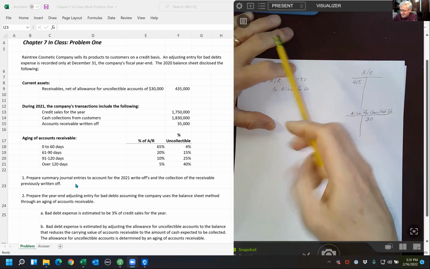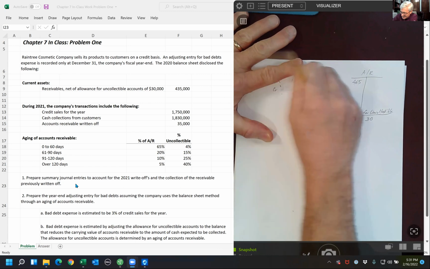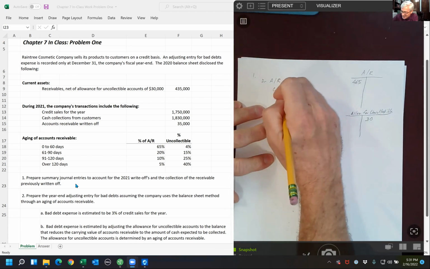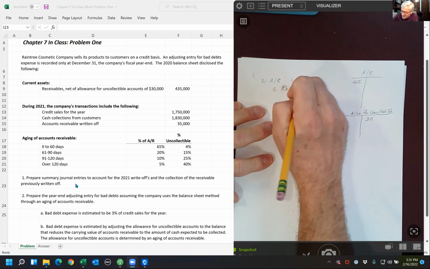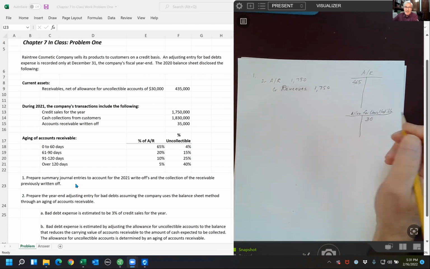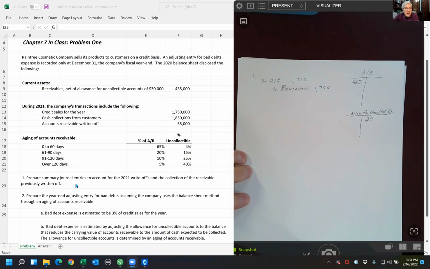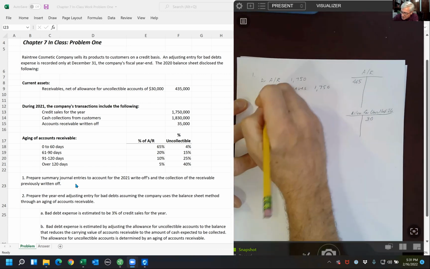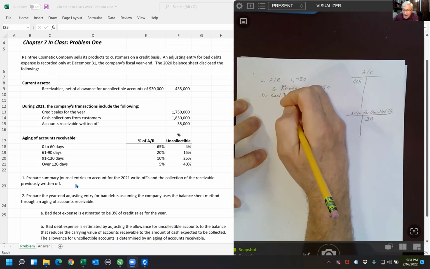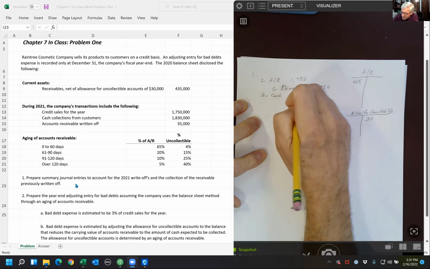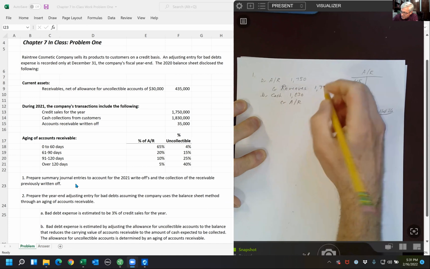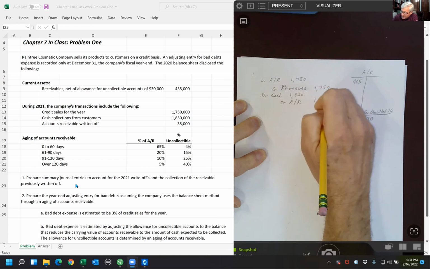And I'm going to credit my allowance for uncollectible. No, I'm sorry. What the heck am I doing? That would be a very large allowance, the whole thing. I'm going to credit revenues, $1,750,000. And then during the year, we collected cash from customers. So debit cash, that's an easy one. Increase in cash is a debit, $1,830,000. And that's a reduction in AR of $1,830,000.